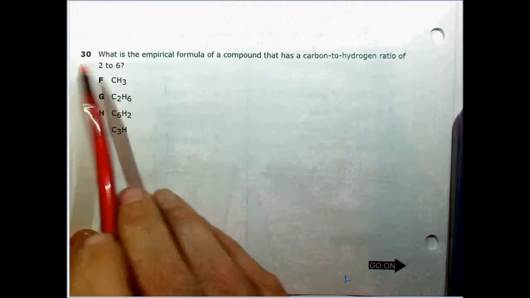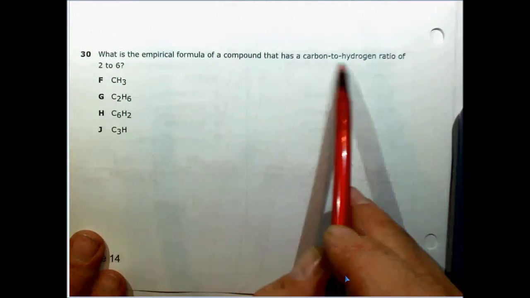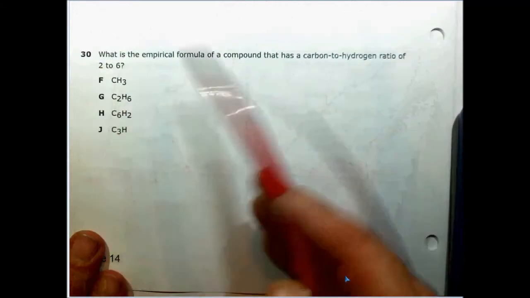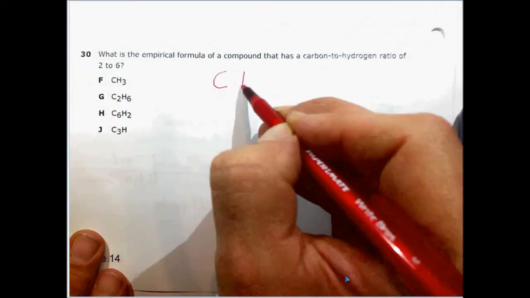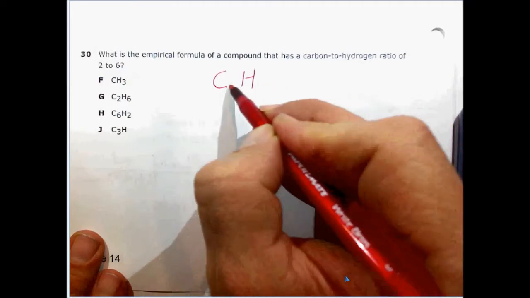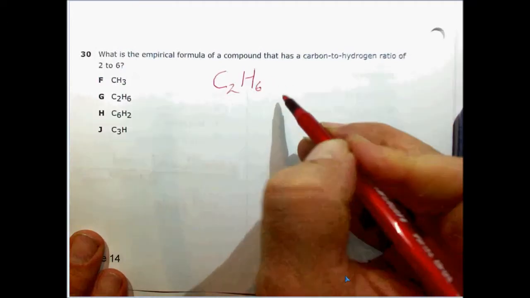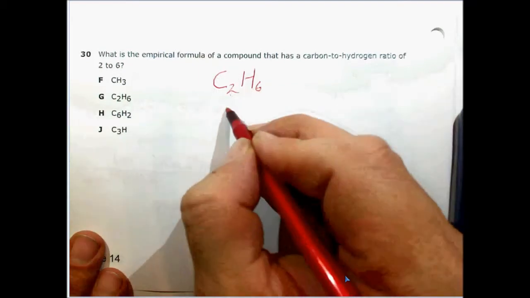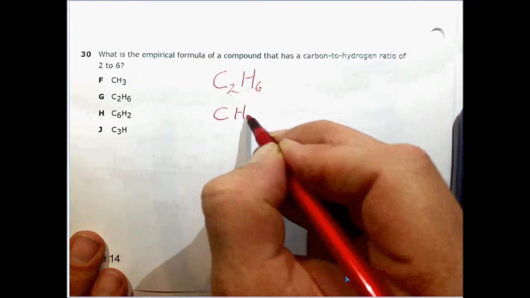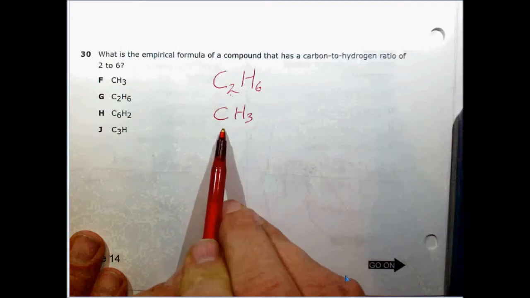Number 30. What is the empirical formula of a compound that has a carbon to hydrogen ratio of 2 to 6? Well, if the carbon and hydrogen ratio is 2 to 6, since both of these numbers are evenly divisible by 2, this would be the empirical formula.